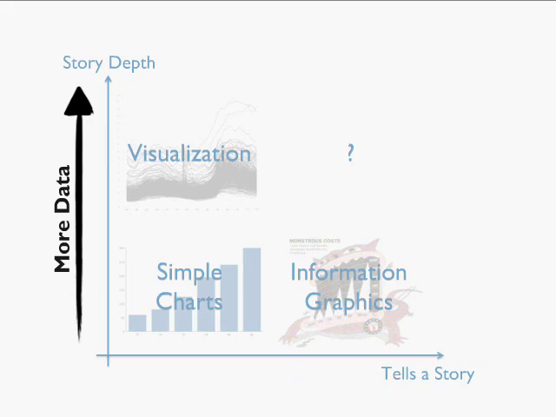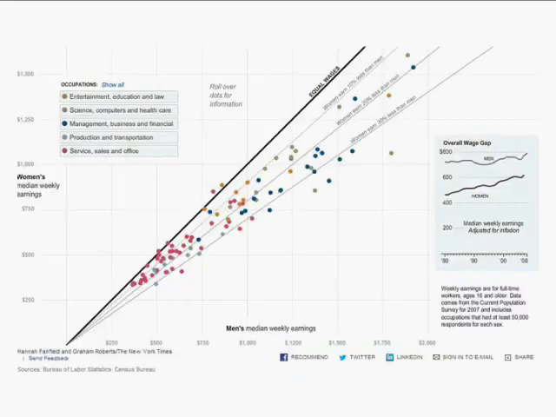Here is a scatter plot. This is my favorite scatter plot that was done by Hannah Fairfield for the New York Times about 2 years ago, I believe. That talks about the wage gap between men and women. What this does is it shows you the amount of money men and women make on the different axes. So the horizontal axis here is men's median earnings, and the vertical axis is women's median earnings. And it's broken down by a large number of professions.